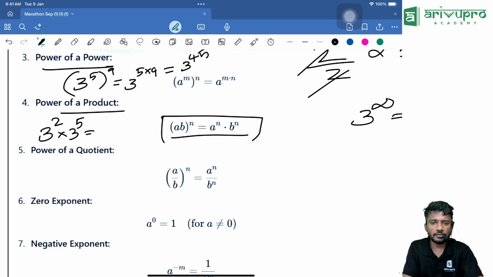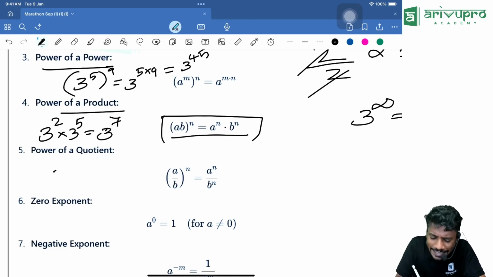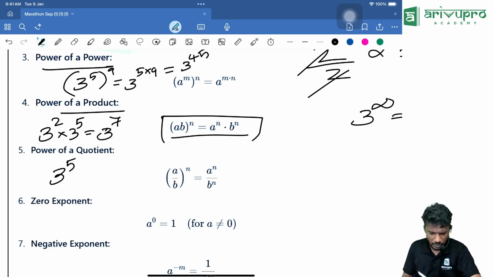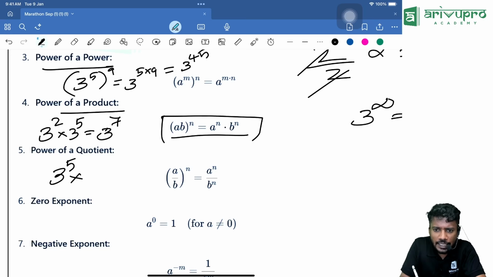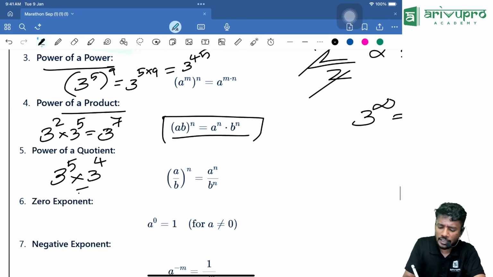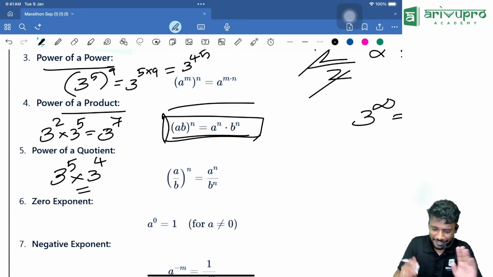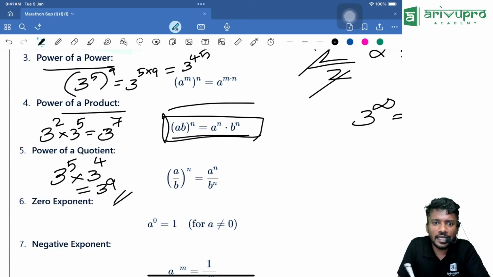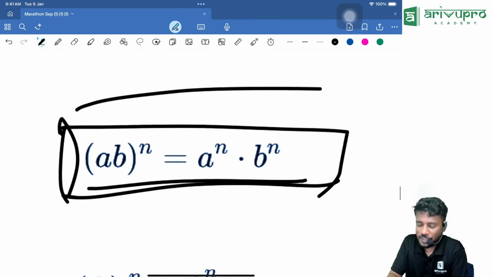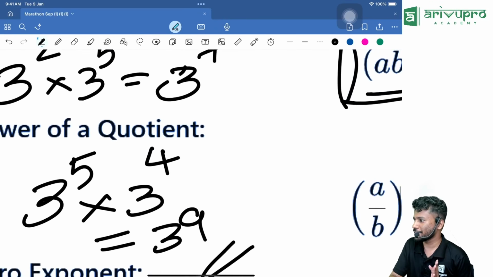No, you tell me. 3 raised to 7. Now, 3 raised to 5 into 3 raised to 4, how can you write it? Yes, why are you acting confused? One equation is there, and you act confused over that equation. Yes, 3 raised to how much? 9. If one equation is there, it doesn't mean that this value will be something else.